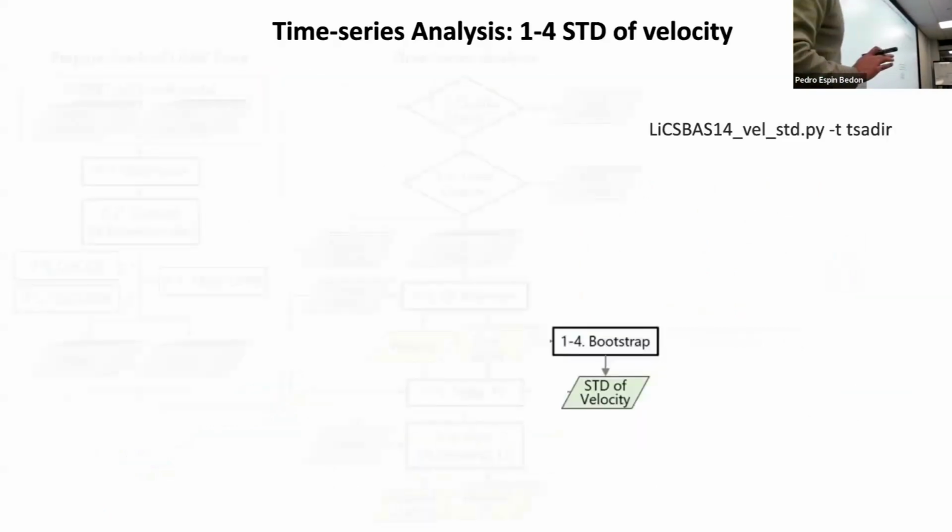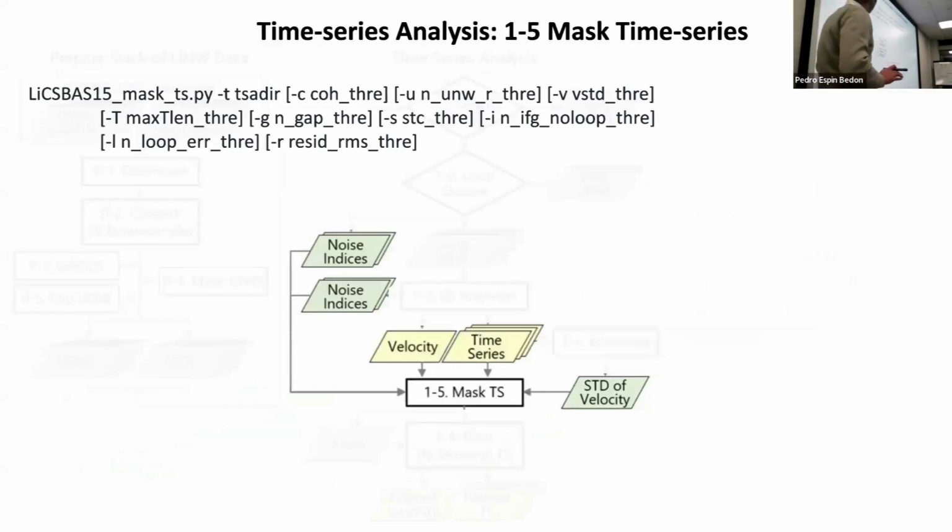Then after the inversion, we have one step for calculating the standard deviation of the velocities, and also one step for masking the time series. Masking the time series is a very important step because the estimated velocities and time series that we have in LiCSBAS are for all the pixels. We estimate the velocities for all the pixels, but not all of them are reliable. So in this step, we are trying to use some indices to remove the unreliable pixels using a defined mask.